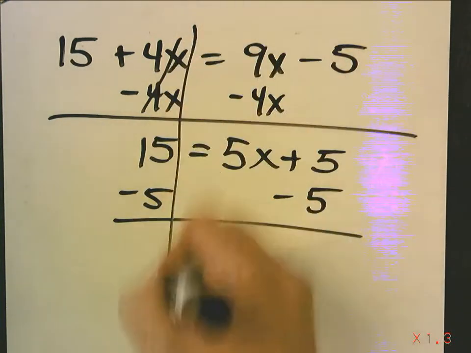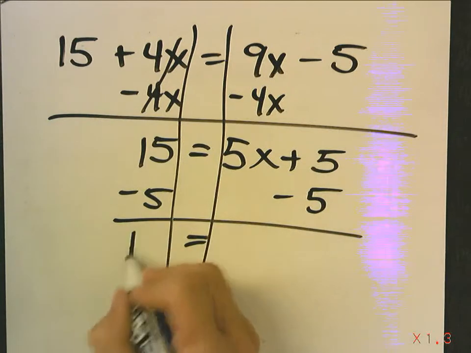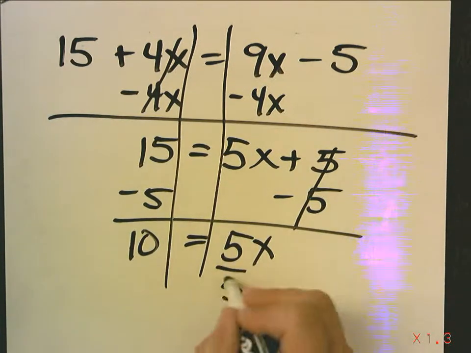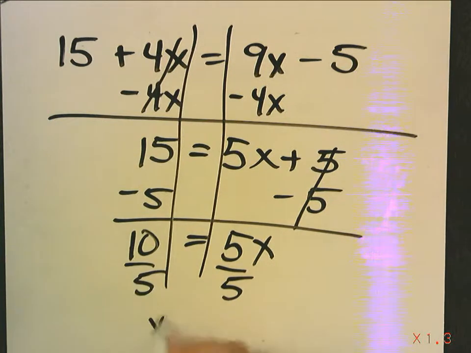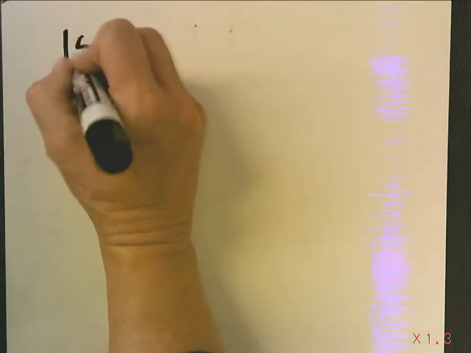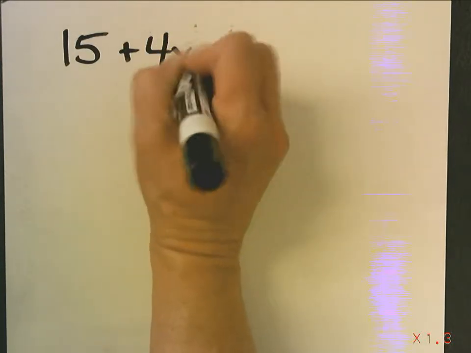Notice I'm keeping my equal sign in line. 10 equals 5x. Divide by 5, divide by 5. x equals 2. Now go ahead, you do the check on your own, and then stop the video, turn it back on, and see if you get the same check as me.